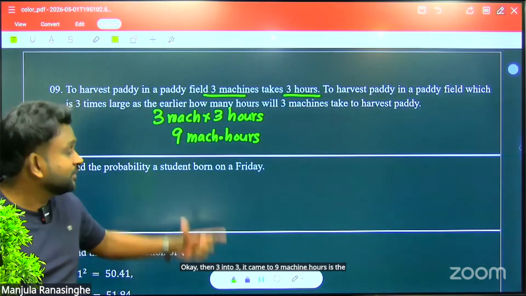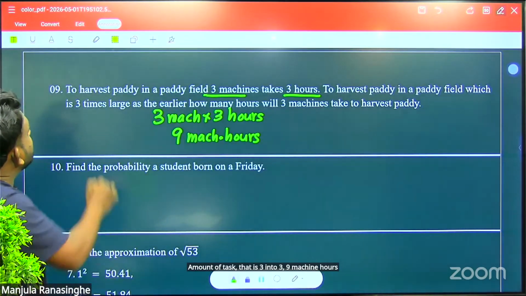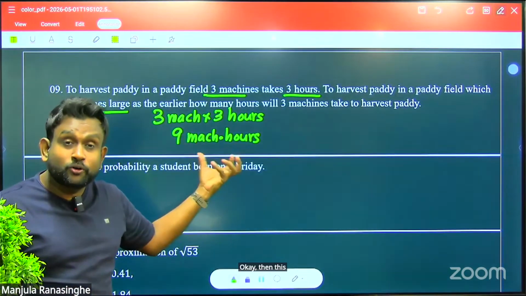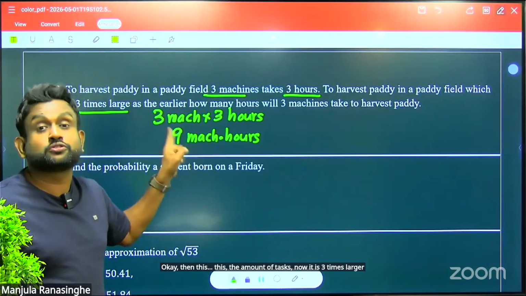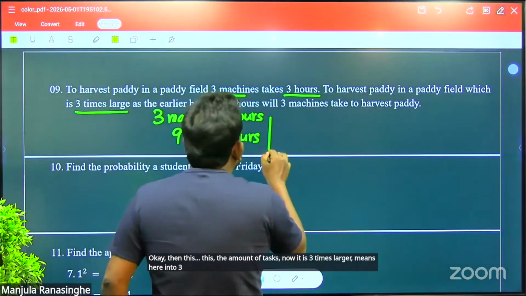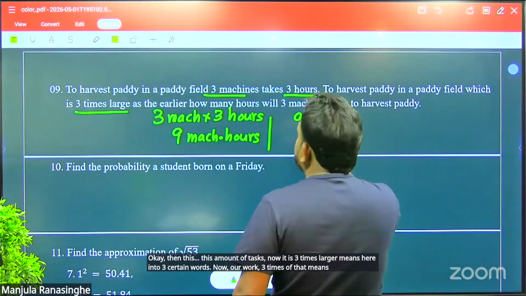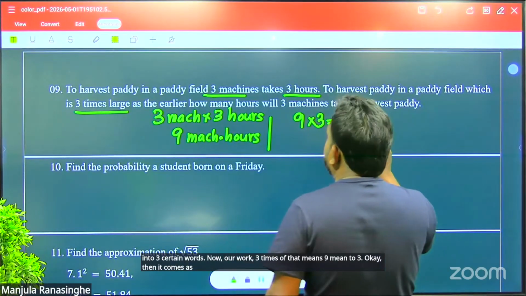Okay, then 3 into 3 comes to 9 machine hours, which is the amount of task. That is 3 into 3, 9 machine hours. Now, here it is 3 times larger. Okay, then this is the amount of task. Now it is 3 times larger, so here you multiply by 3. Now our work is 3 times that, which means 9 into 3. Okay, then it comes as 27 machine hours.